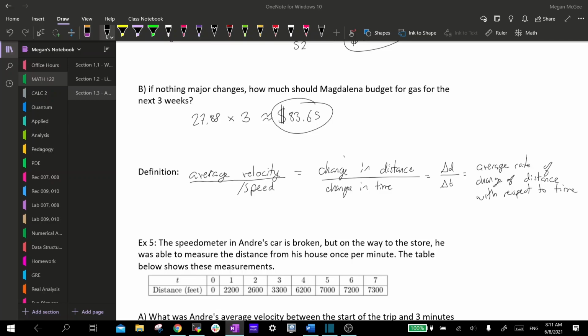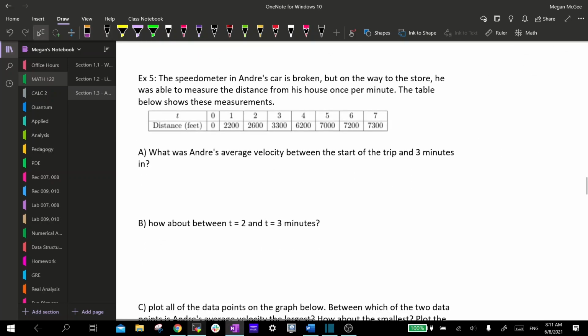Alright, so we'll look at our first example with this information. So this is example number 5. And it says the speedometer in Andre's car is broken, but on the way to the store he was able to measure the distance from his house once per minute. The table below shows these measurements. So part A asks what was Andre's average velocity between the start of the trip and 3 minutes in.